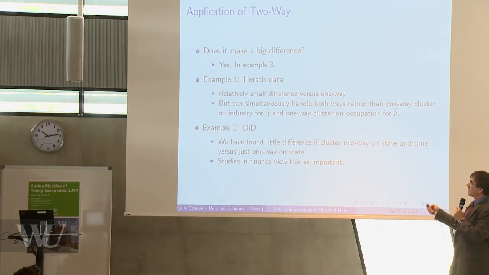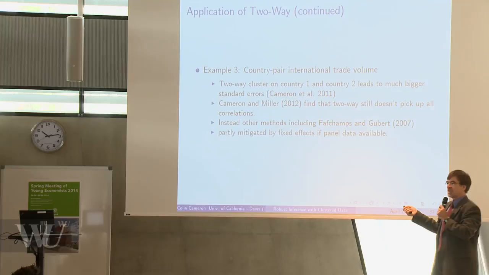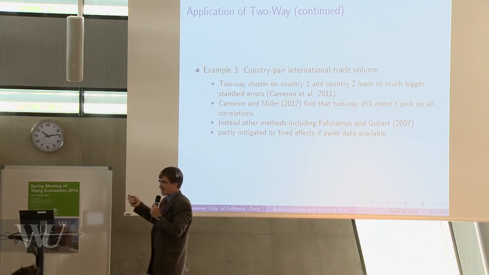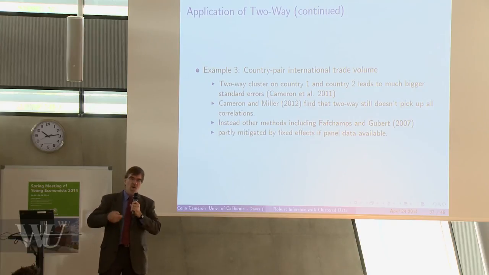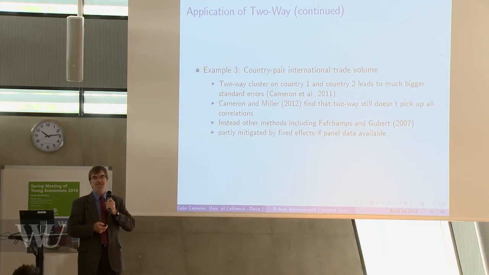That generally doesn't make much of a difference, except it does in international trade data using the gravity model. And there, you really can be out. This will be mitigated a little bit by bringing in fixed effects, but quite a number of studies in international trade are substantially overestimating the precision of their estimators.